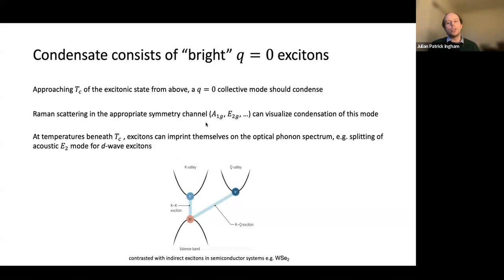First, when we approach the temperature at which orbital order appears, a peak should appear in the intensity of Raman scattering, which can selectively probe for fluctuations in a given symmetry channel. And moreover, when the excitonic order sets in, it should couple strongly to the optical phonon spectrum. So observing a splitting in, say, the E2 phonons at temperatures less than TCDW would be a strong indication of the presence of excitonic order.